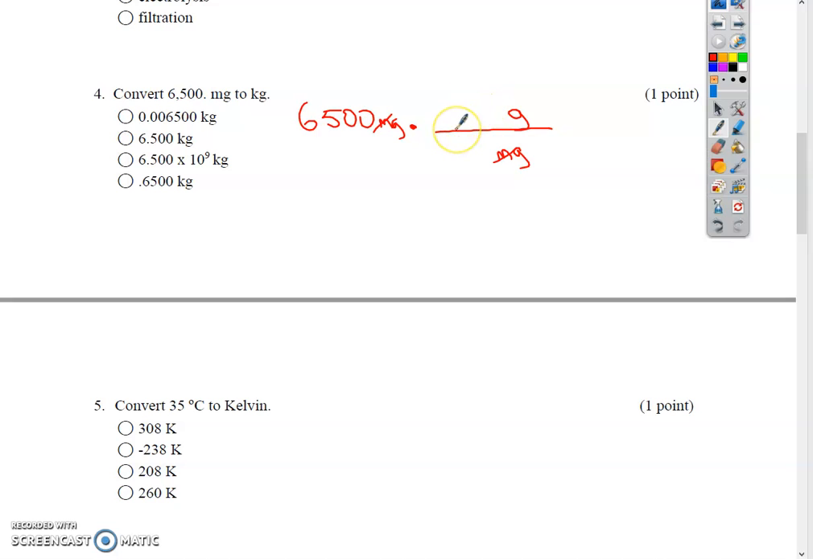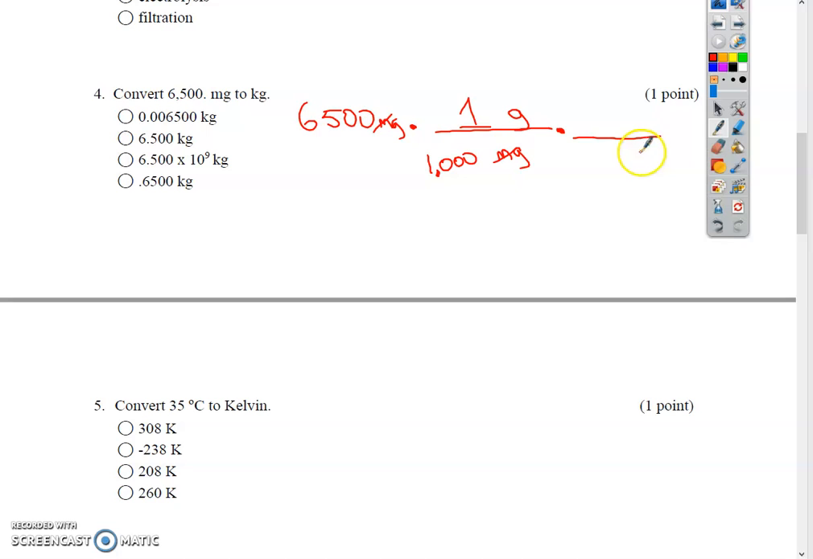Now, what I like to do is the larger unit is the one that I give the number 1 to. Now, we know a milligram is 1,000 times smaller than a gram, so you need 1,000 of them to equal 1 gram. So now milligrams will cancel out. What you have right now is grams, but what I want is kilograms.